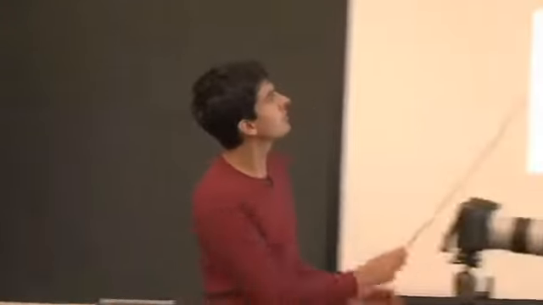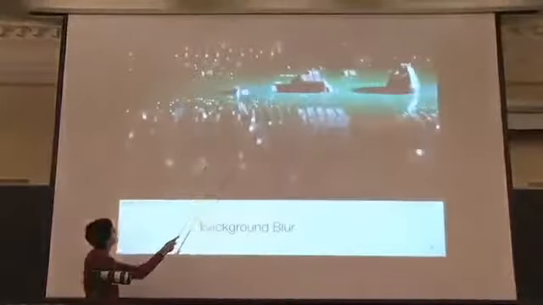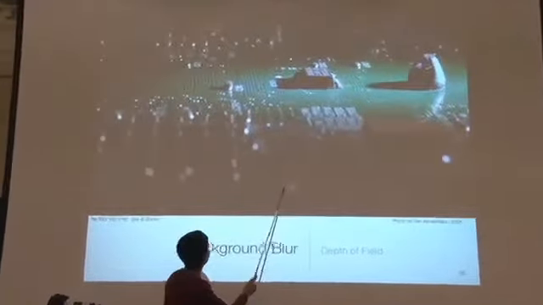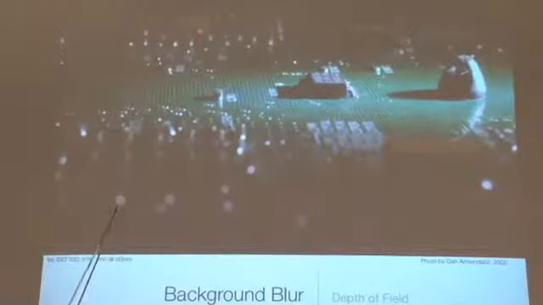So if we take a look at this image here, for example, you'll notice that we have some lights, or basically they're just reflections really, that are slightly out of focus. But if you look very closely at this one, for example, it's actually not perfectly round.